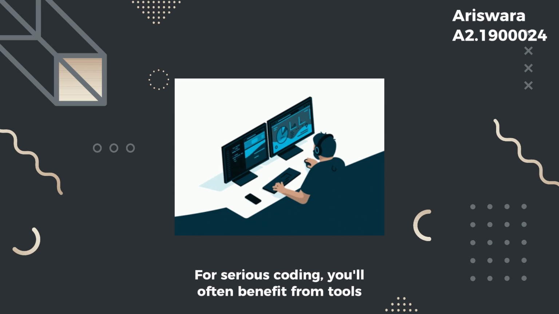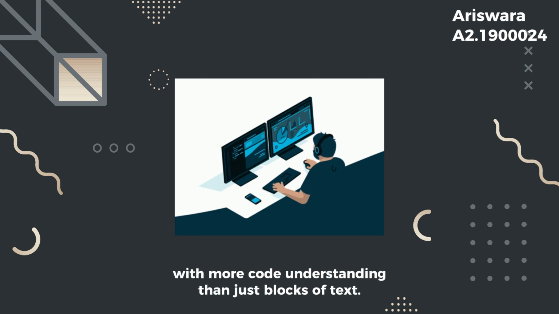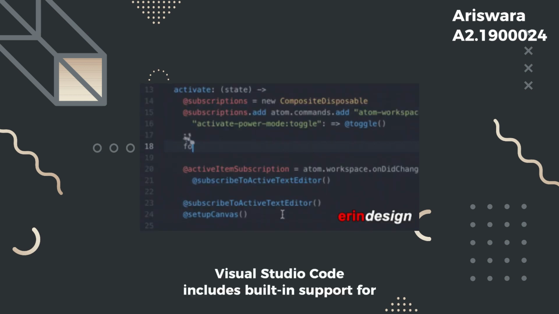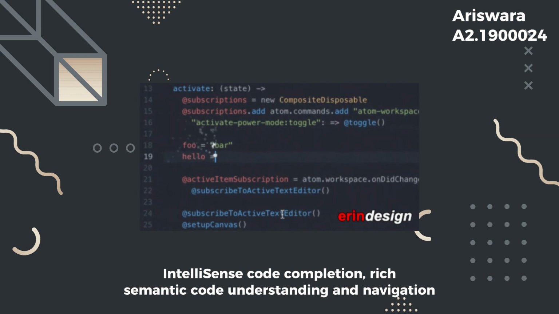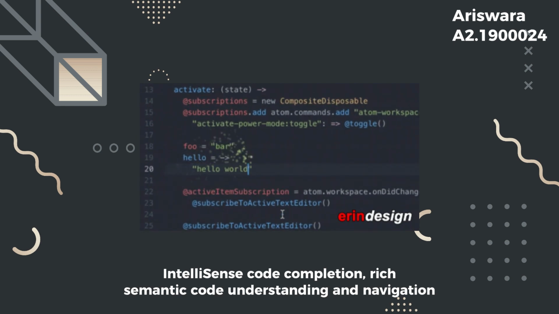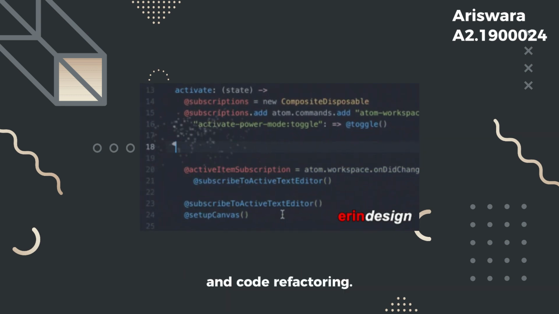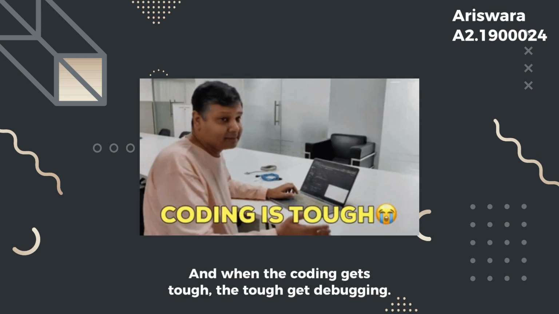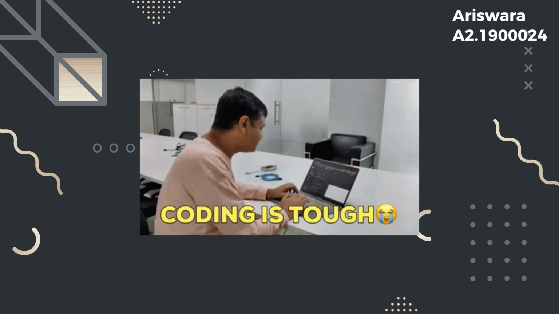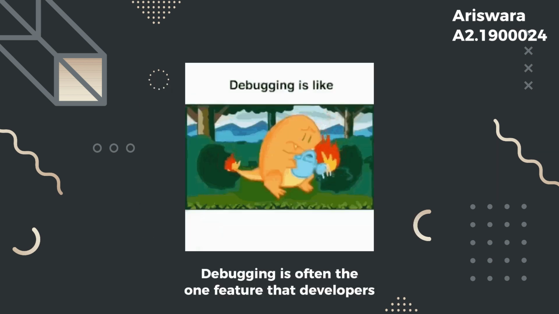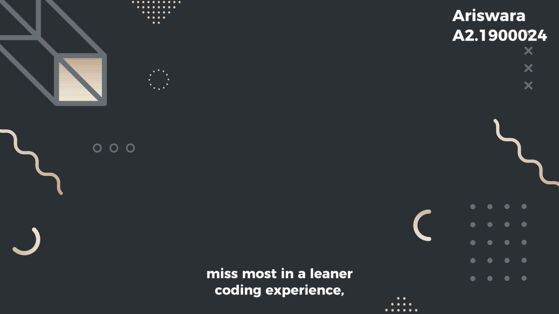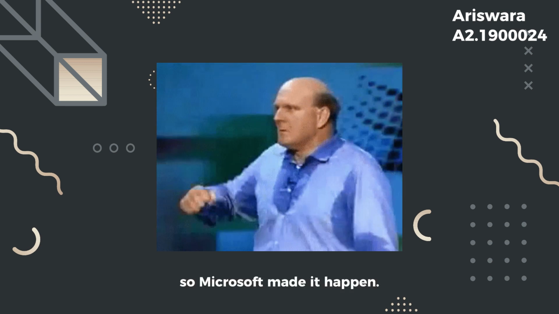For serious coding, you'll often benefit from tools with more code understanding than just blocks of text. Visual Studio Code includes built-in support for intelligent code completion, rich semantic code understanding and navigation, and code refactoring. And when the coding gets tough, the tough get debugging. Debugging is often the one feature that developers miss most in a lean coding experience, so Microsoft made it happen.